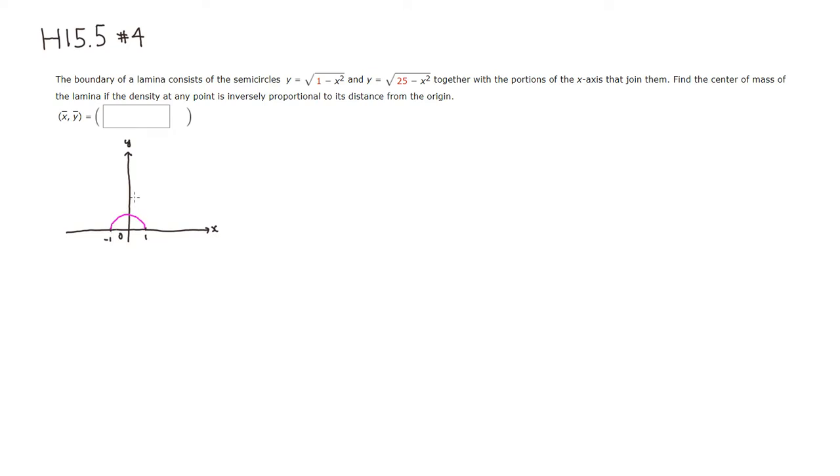The other one has radius 5, because r squared is 25. So it's going to hit -5 here and positive 5 there. Then you have a larger semicircle. So it looks kind of like that, and also the part of the x-axis. So we're talking about this region right here.